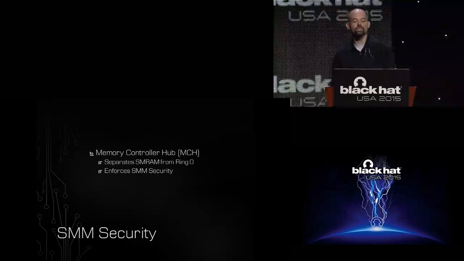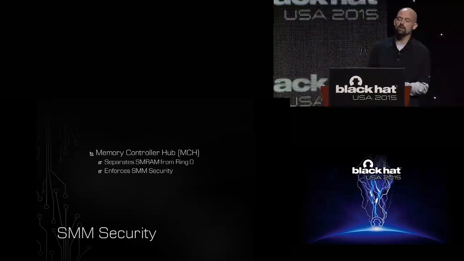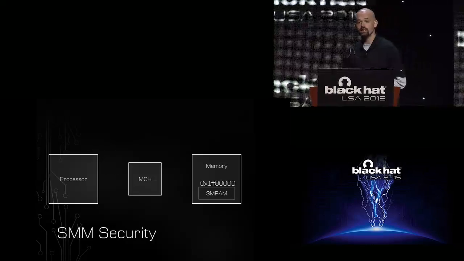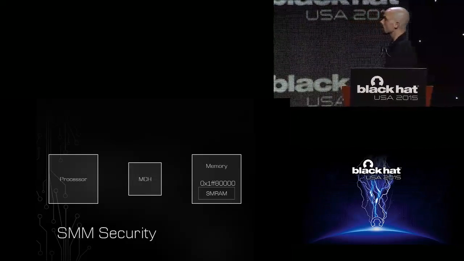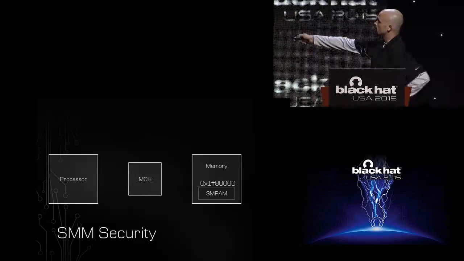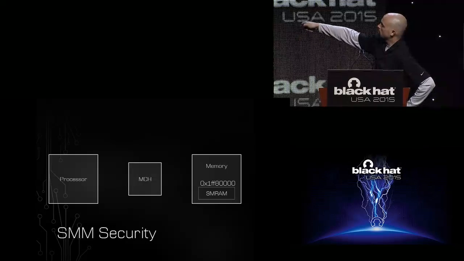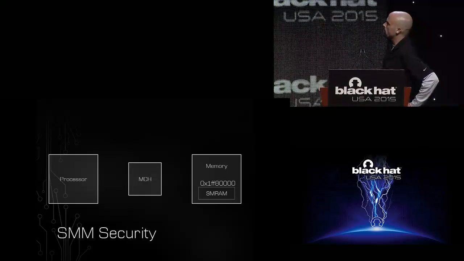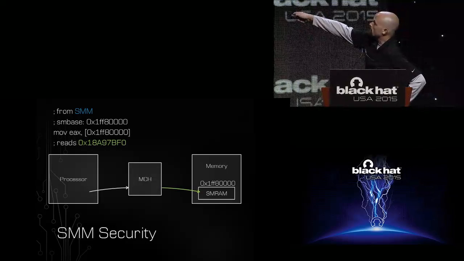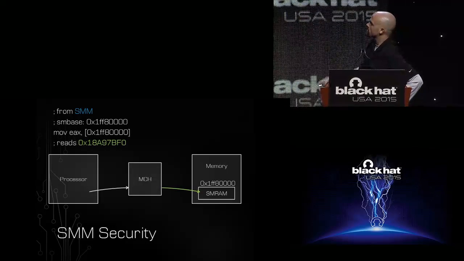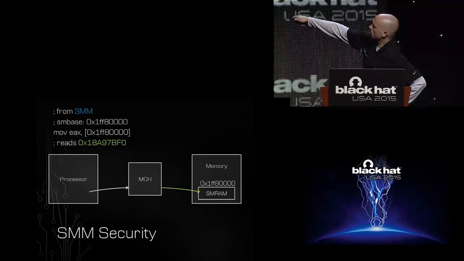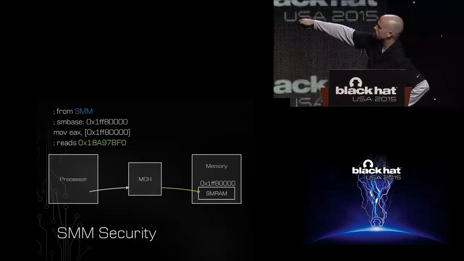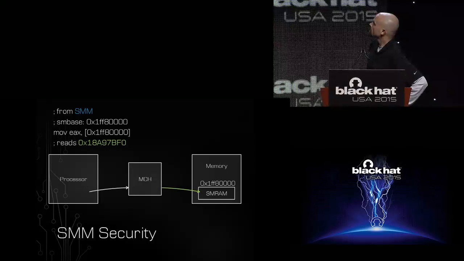Well, that's the memory controller hub's job. Its job is to separate SMRAM from ring 0, and it's ultimately in charge of enforcing SMM security. So this is sort of the layout that we have for SMM security. We've got the processor on the left and the memory controller hub sitting in between the processor and memory, and SMRAM sitting somewhere in memory. So if we're in SMM and we try to read from a memory address inside of SMRAM, the memory controller hub looks at that address, sees that it's in SMRAM, it looks at what mode we're in, it sees that we're in SMM, so it allows us to access that memory.